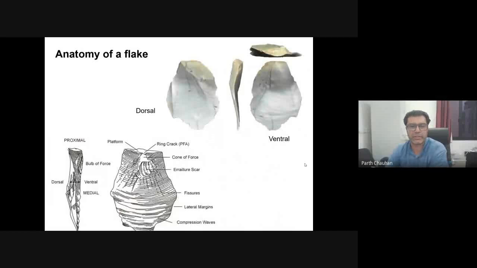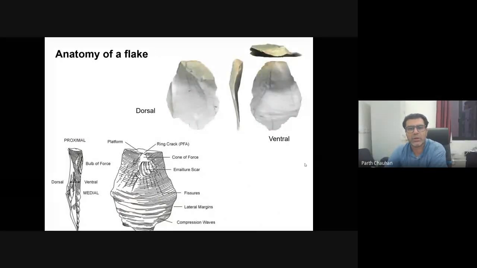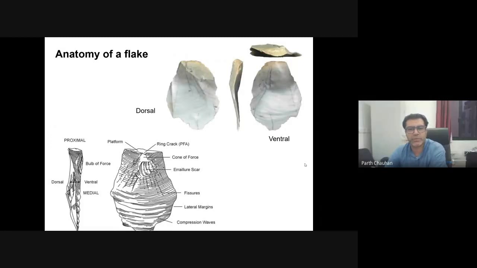And then what do flakes look like? Different flakes coming out of different rock types. When you change the angle, when you change the force, when you use different hammerstones, for example, there's many, many different ways we can find out the reasons for variation in these types.